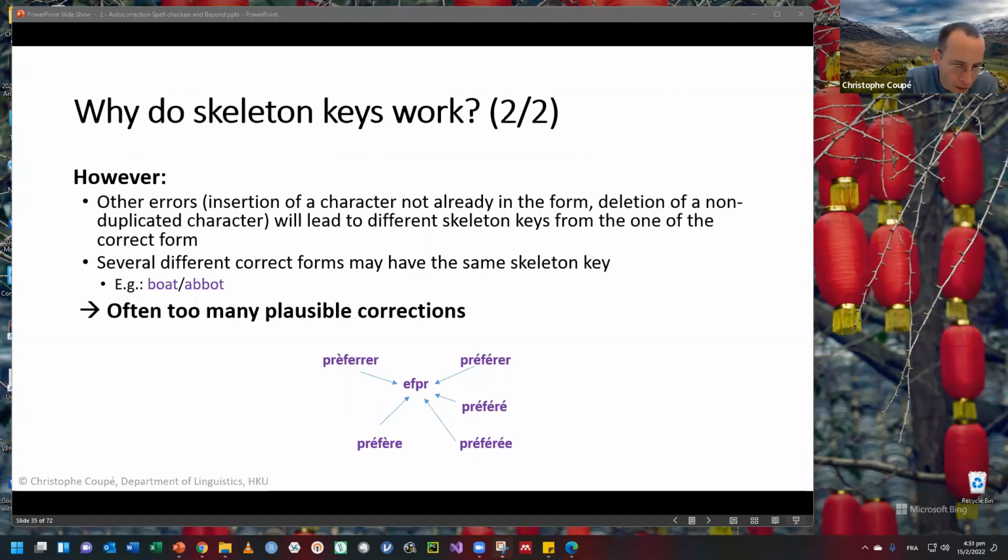And quite often when you consider skeleton keys, you end up with quite a large number of plausible corrections. So let's say that in French, you enter this word which is incorrect. You compute the skeleton key because you don't find it in the reference dictionary, and you end up with EFPR. But actually, in French, préférer, the infinitive form of the verb, or the adjective that is derived from it, préféré, or the feminine form of this adjective with an additional E, or the conjugated third person singular form of the verb, préfère, all these words would share the same skeleton key. So that's 4 plausible corrections for the one you have just written. Maybe it's already quite a lot. Maybe it's a bit too much. So it's not perfect. It's not bad, but it's not perfect.